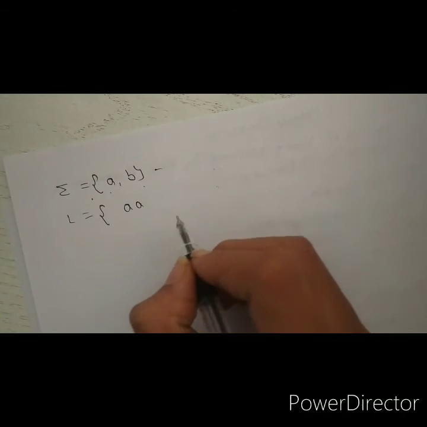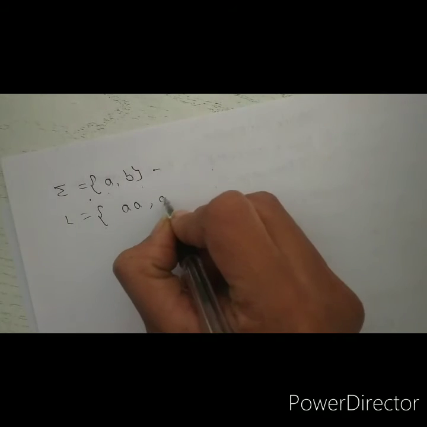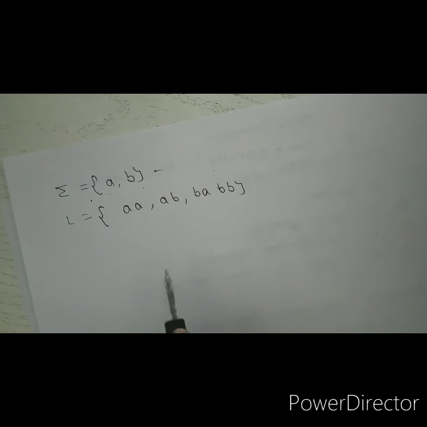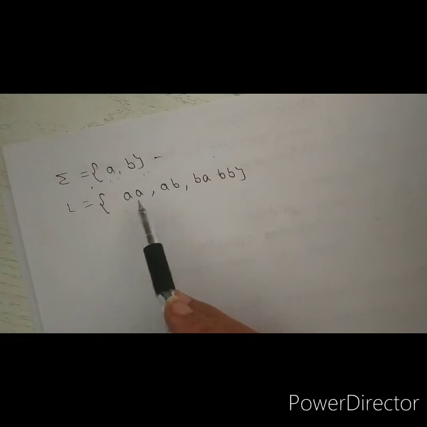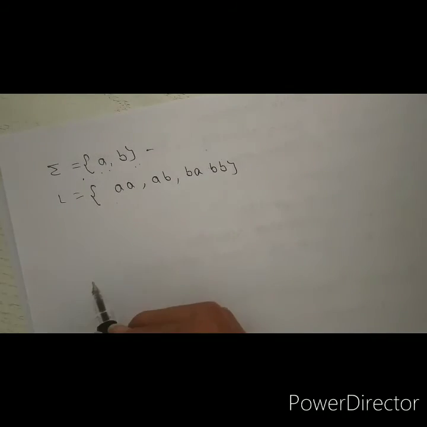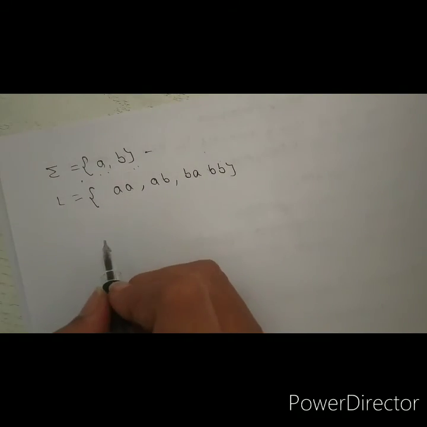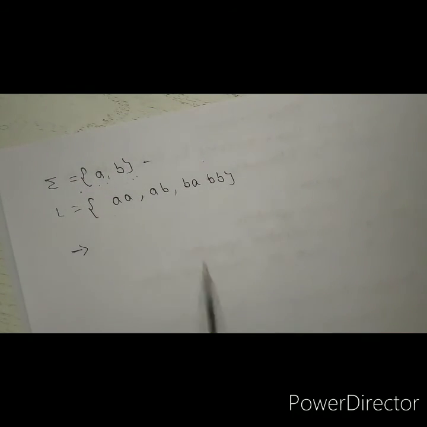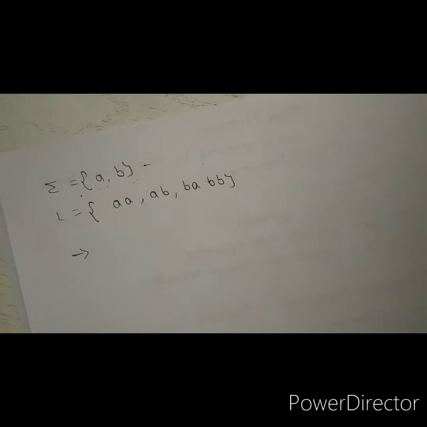So what is our language? The language is aa, ab, ba, bb. This is the set of all strings over sigma a and b. So what is our regular expression? There are many ways we can define that, but let's see the first way. Always remember that when the language is finite, it is definitely a finite automaton.